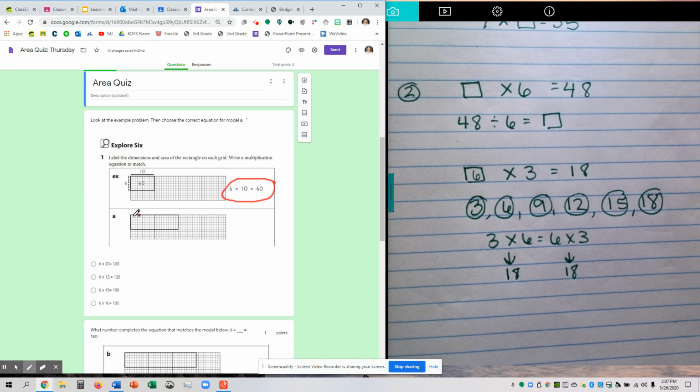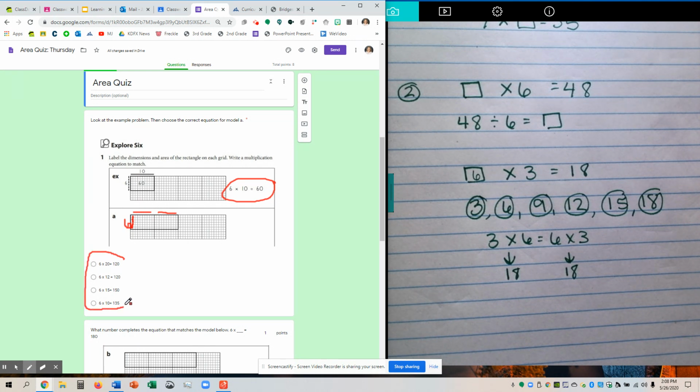Now we're going to be looking at this model. So it's very small, but you can count 1, 2, 3, 4, 5, 6. So there are 6 going down on this side. So there's 6. And then how many are here and here? So you're going to have to pick which one of these equations matches this model in the shaded section. All right.